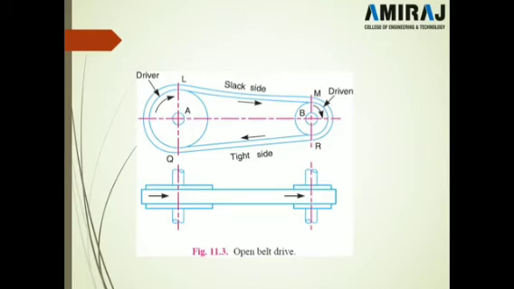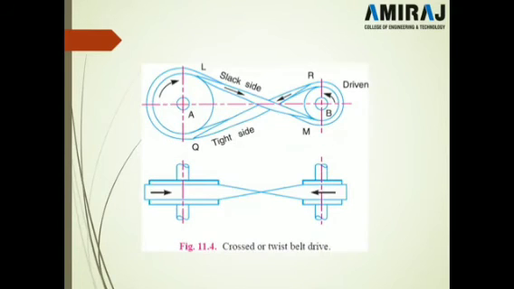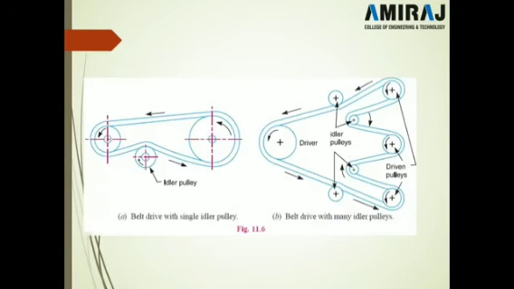Now the use of the function of the idler pulley. The slack side can be the bottom side or the top side, either. So when the belt runs from the driven to driver, it is the tight side, and when the belt runs from driver to driven, it is the slack side.